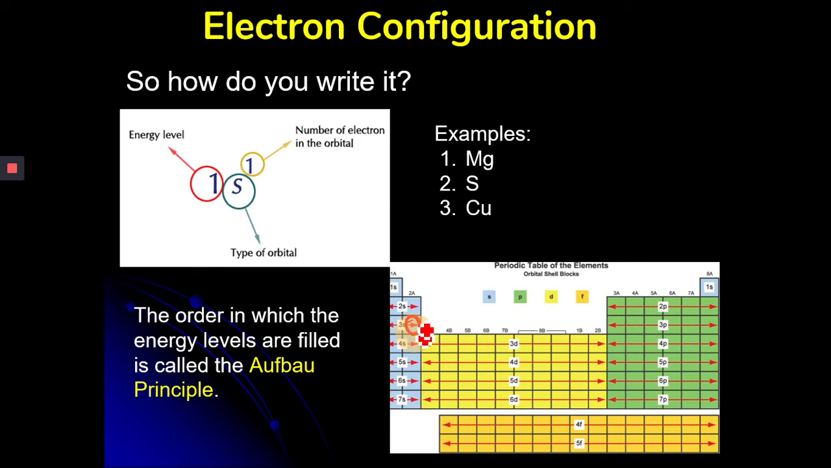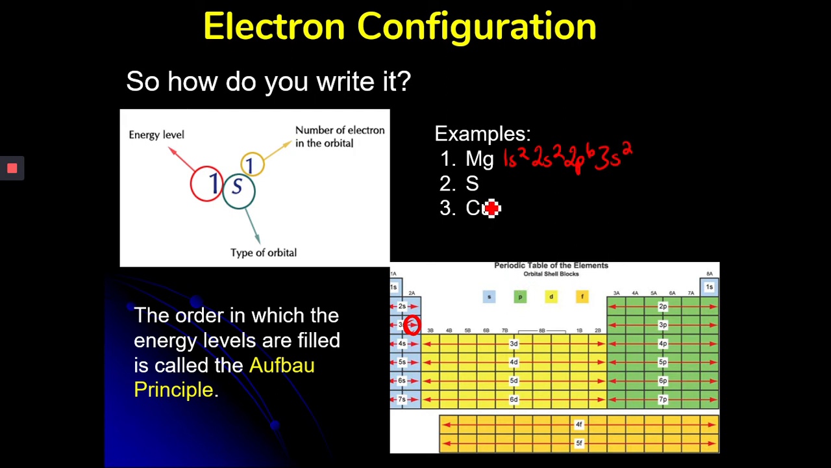It's found right here. So we would say 1s2, 2s2, keep coming across, second row still, 2p6, 3s2. So there's the electron configuration.